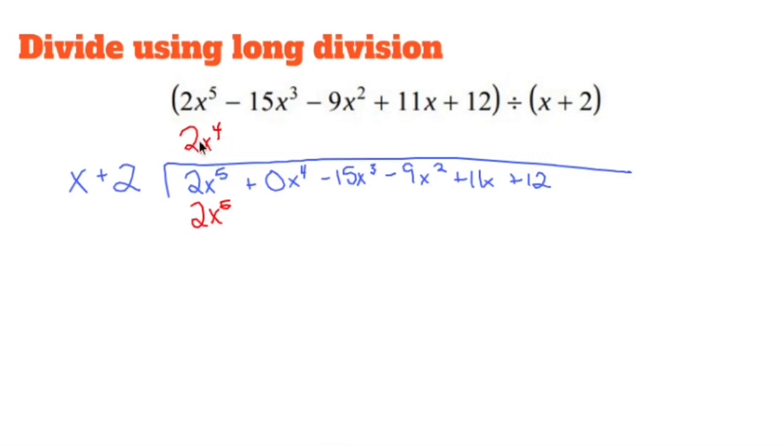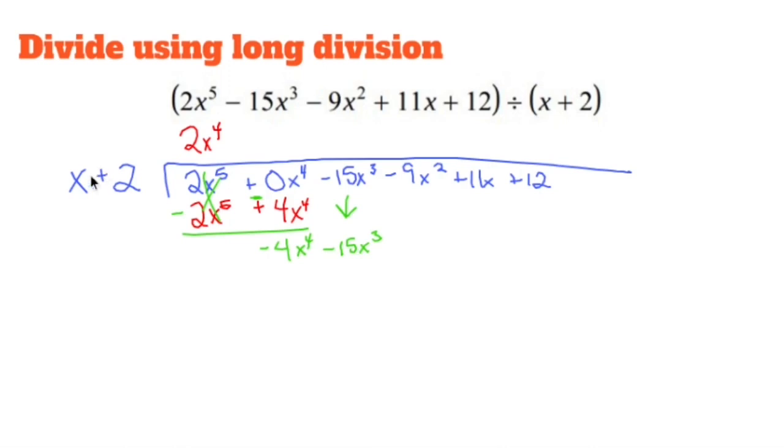However, this is going to be different. 2x to the fourth times 2 is 4x to the fourth. Just like long division, you subtract this guy underneath, but when you subtract this whole thing, you become a minus and you become a minus. This crosses out. 0x to the fourth minus 4x to the fourth is negative 4x to the fourth. All right. Now we drop down the next guy, negative 15x to the third, and we repeat.